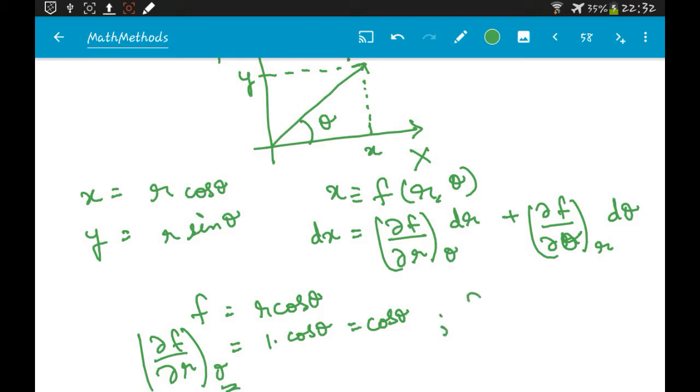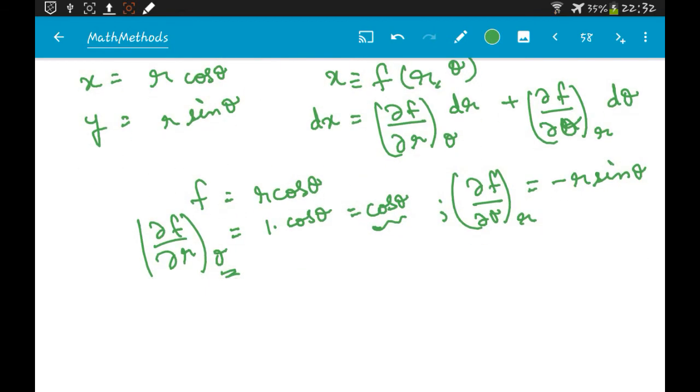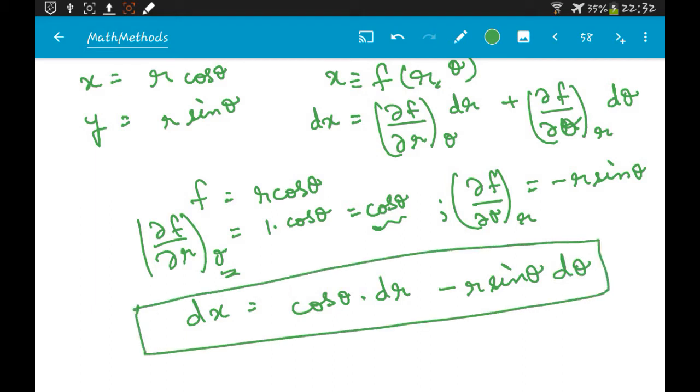And similarly you have differential of theta at constant r. So r is assumed to be constant, and now we are differentiating with respect to theta. Right? So this will give us minus r sin theta. So finally we can just plug this in. So dx will be cos theta into dr, and this other value would be minus r sin theta d theta. So this is your total differential for dx.